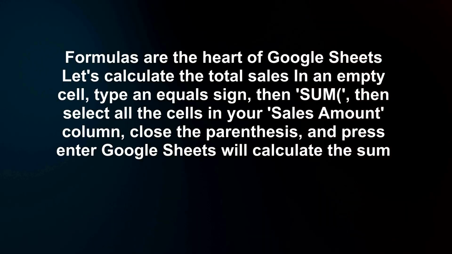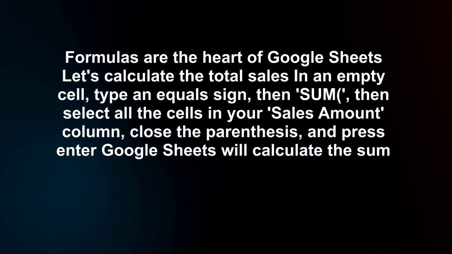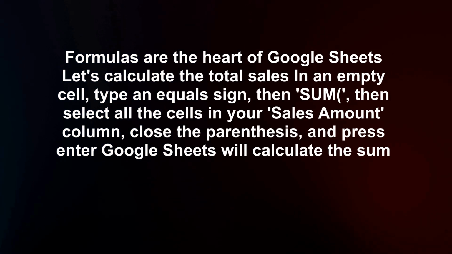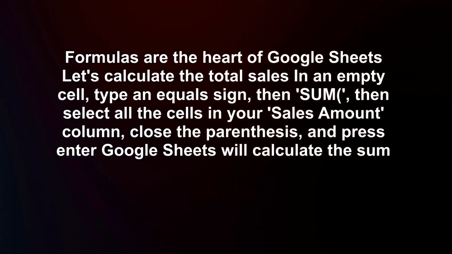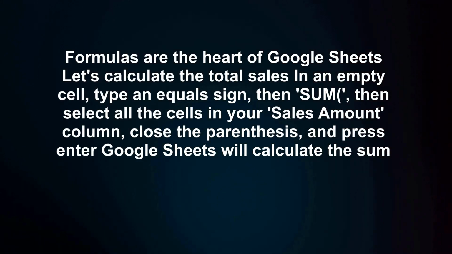Formulas are the heart of Google Sheets. Let's calculate the total sales in an empty cell. Type an equals sign, then SUM, then select all the cells in your sales amount column. Close the parenthesis, and press Enter. Google Sheets will calculate the sum.